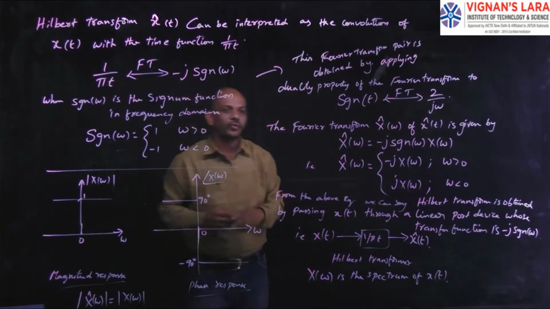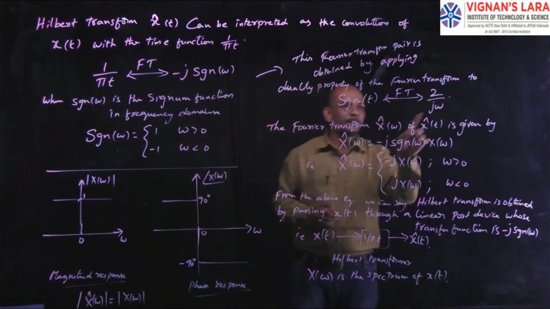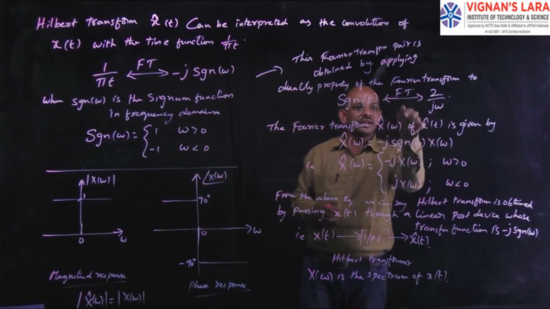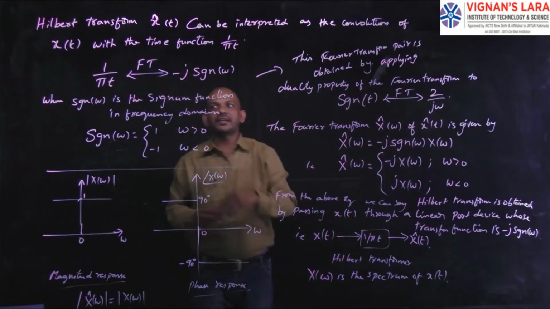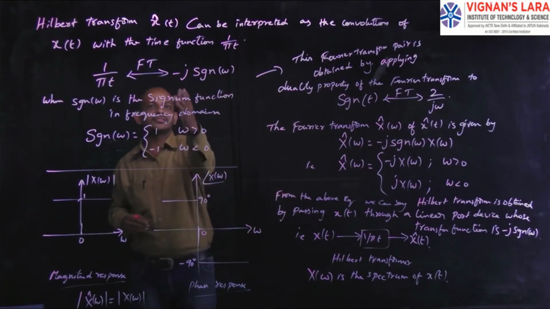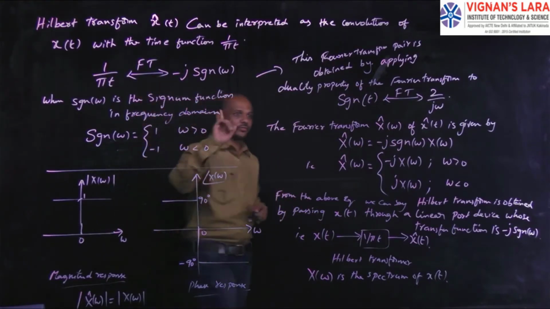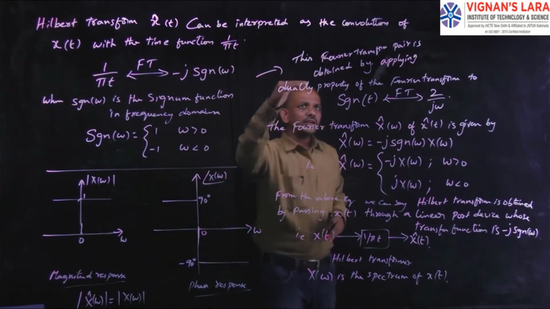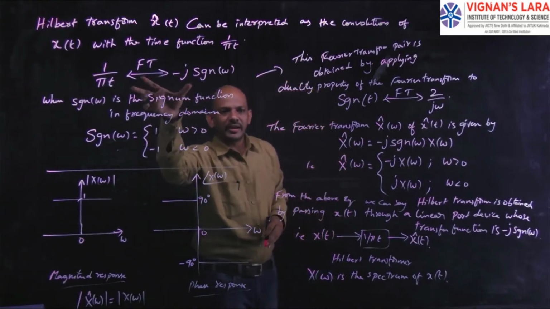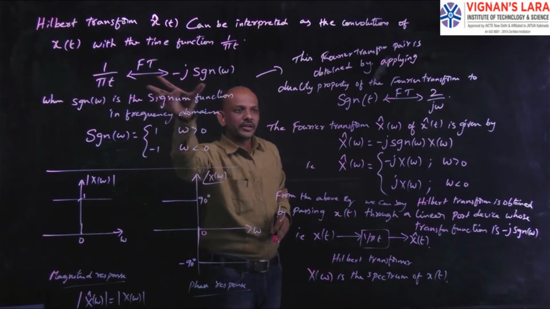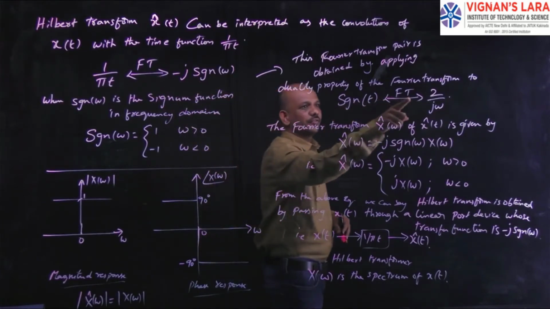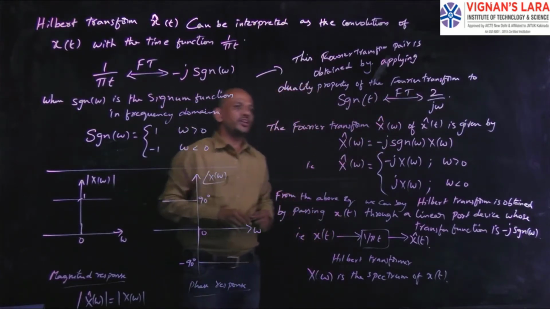That is for your work. So practice this one. Apply the duality property to this, then you will get that 1 by pi t has a Fourier transform of minus j sgn of omega. That is for your work. Now see, simply here I got this by applying the duality property to sgn of t having a Fourier transform of 2 by j omega.